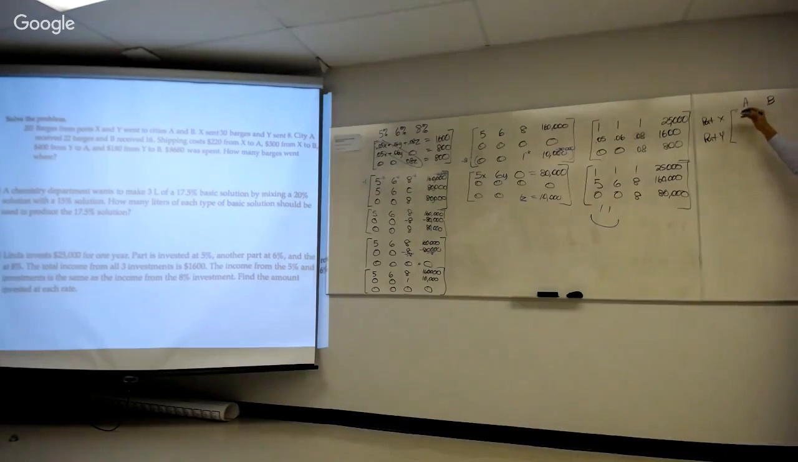So barges from ports X and Y went to cities A and B. X sent 30 barges total, and Y sent 8 barges total. A received 22 barges, B received 16. Shipping costs were $220 from X to A, $300 from X to B, $400 from Y to A, and $180 from Y to B, and $86.80 was spent. So how many barges went where? Right, so that's a lot of information right there, right?